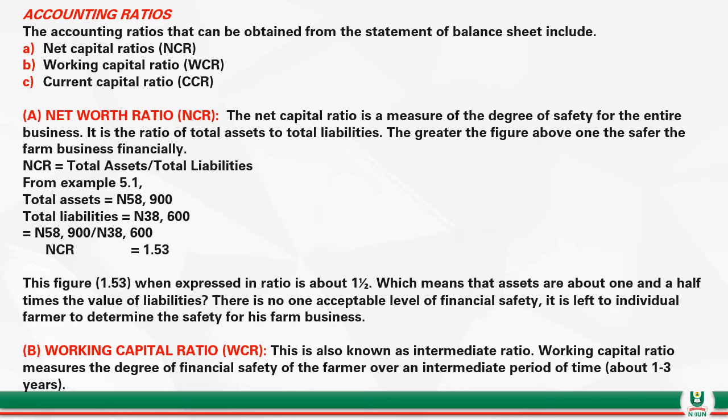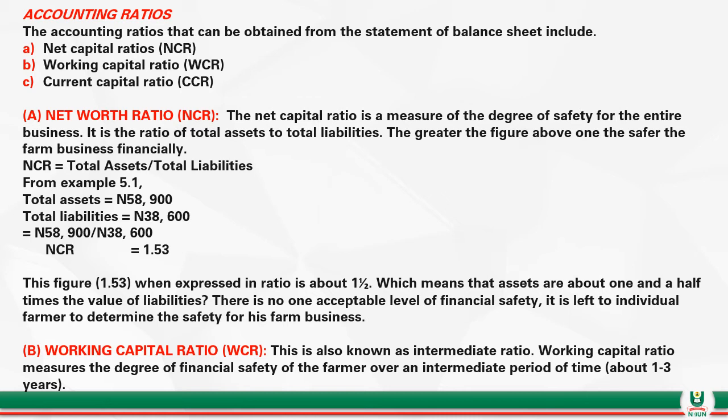So this figure 1.53, when expressed as a ratio, is about 1.5, which means that the assets are about 1.5 times the value of liability. So there is no acceptable level of financial safety. It is left to individual farmers to determine the safety for his farm, because one farmer will say, okay, I am okay with this, but another one will say it's supposed to be more than one, or it should be about 3 or more.